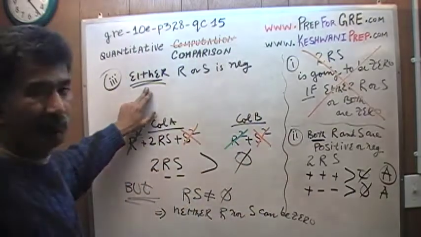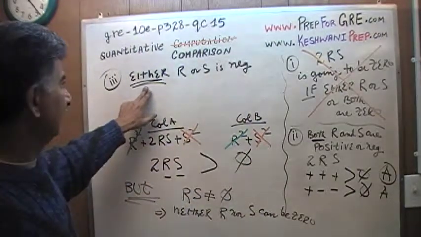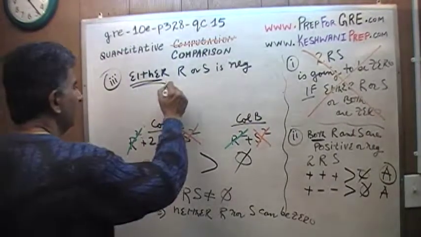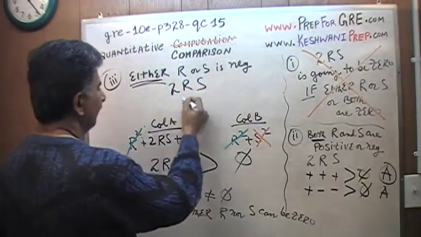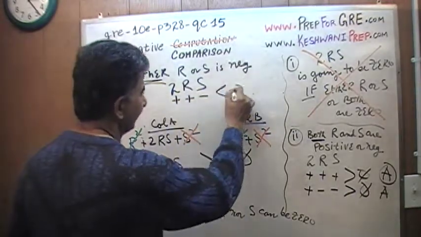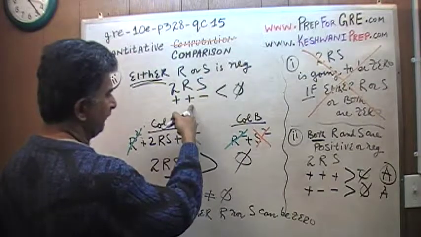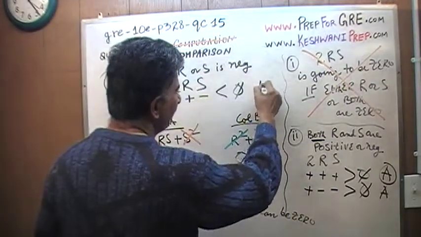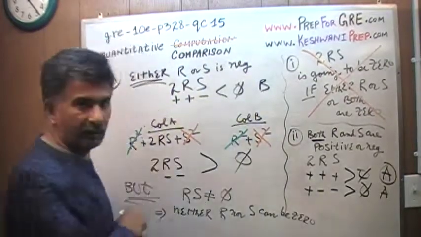What happens if only one of them is positive and the other one is negative? You see, if either R or S is negative. For example here, 2 times R times S, but 2 is positive. If R is positive and S is negative, the whole thing is less than 0. Because positive times positive is positive, and that quantity times negative is going to be negative, which is less than 0. The answer here would be B, because 0 is more than a negative quantity.